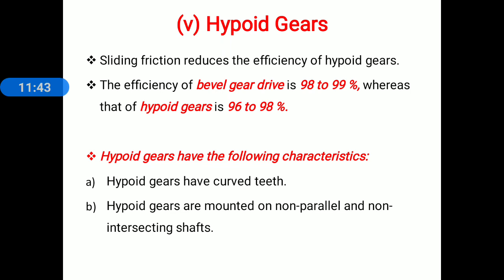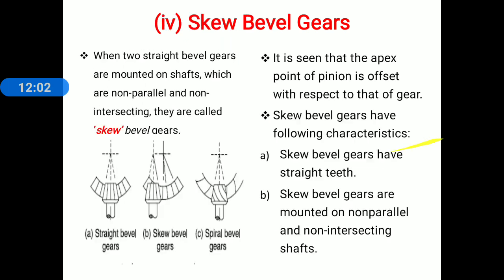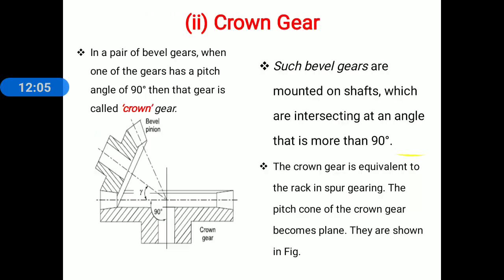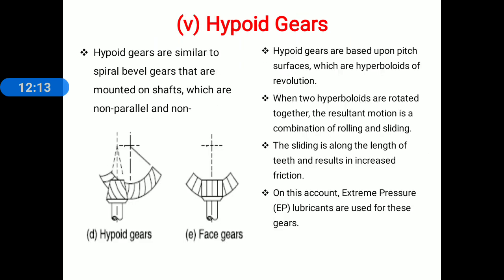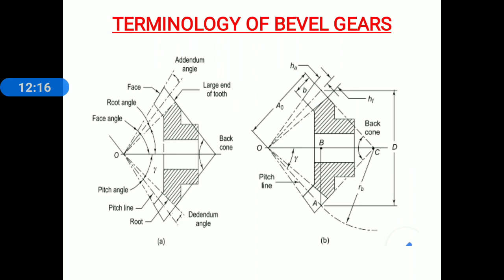Okay, this is the first point in this lecture, types of bevel gears. First we discussed the broad classification, straight and spiral bevel gear. Second, based on pitch angle, that is external bevel gear, internal bevel gear, and another special category of bevel gear, in that we discussed the mitre gear, skew bevel gear, crown bevel gear, internal bevel gear, spiral bevel gear, hypoid bevel gears. Okay, now let me move to the next point, terminology of bevel gears.